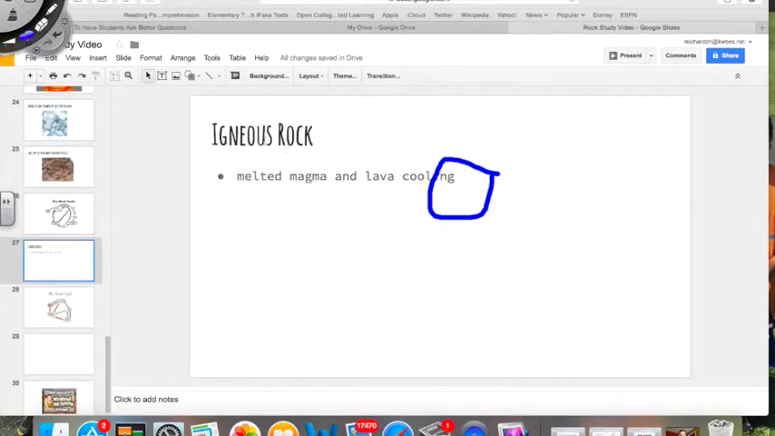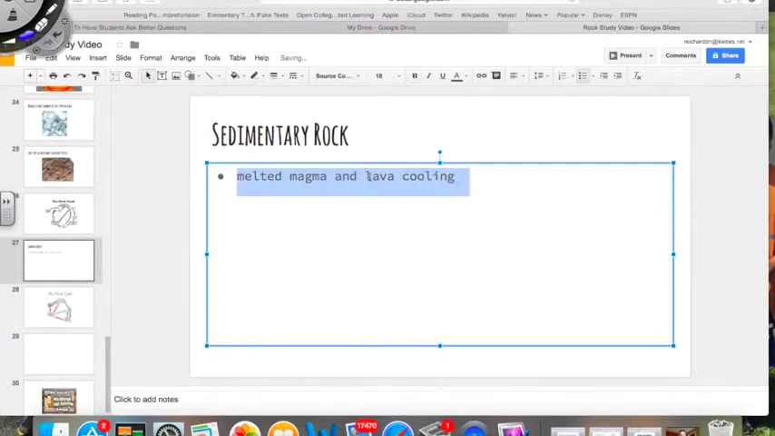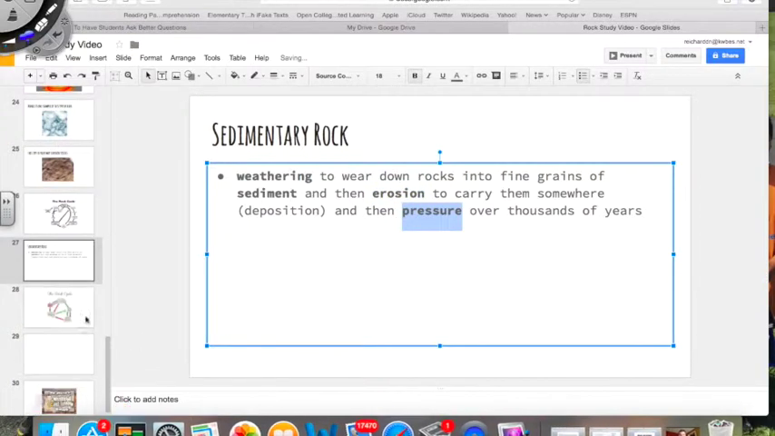Let's do that with one more to get that down in our brains as well. Let's take a sedimentary rock, for instance. What does it take for a sedimentary rock to form? It takes weathering to wear down rocks into fine grains of sediment, and then erosion to carry them somewhere, which would be the deposition of the rock, and then pressure over thousands of years. Let me just bold the important characteristics there. So we have sediment, weathering, erosion, and then pressure. Those are the things required to make a sedimentary rock.